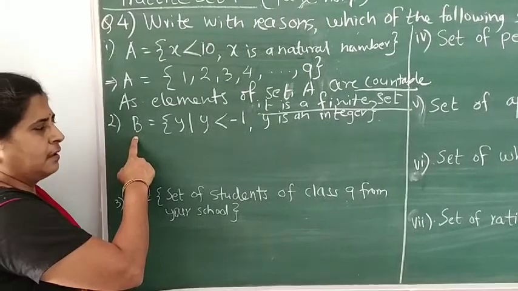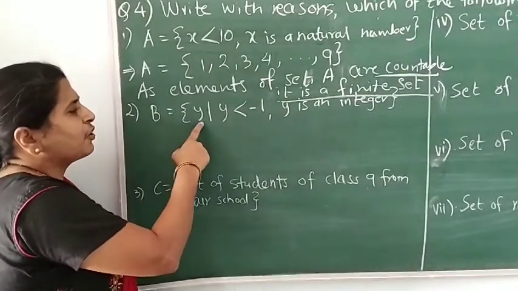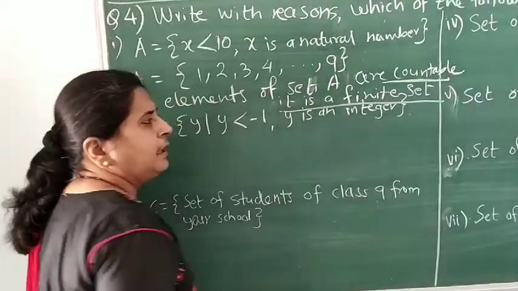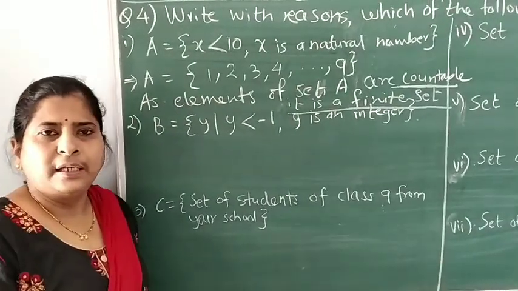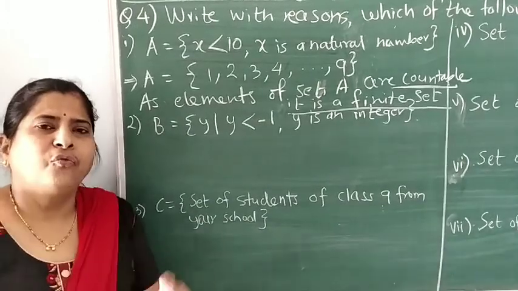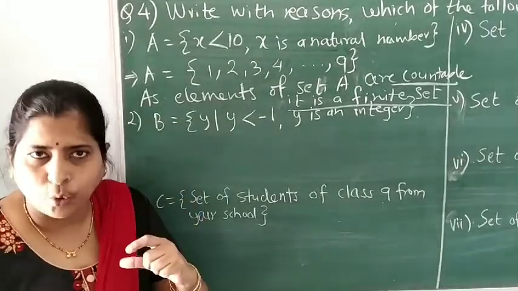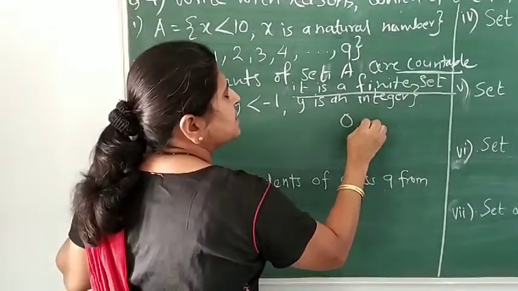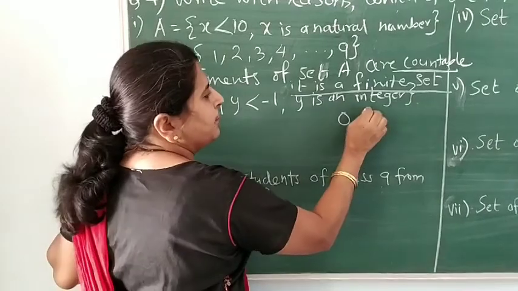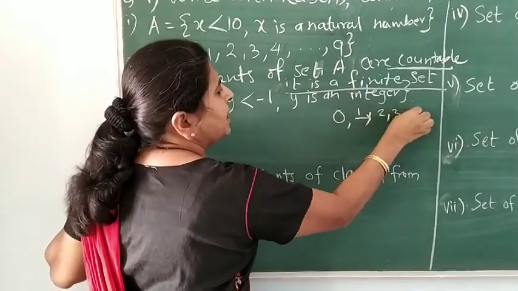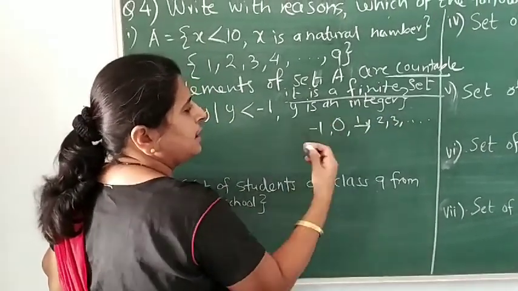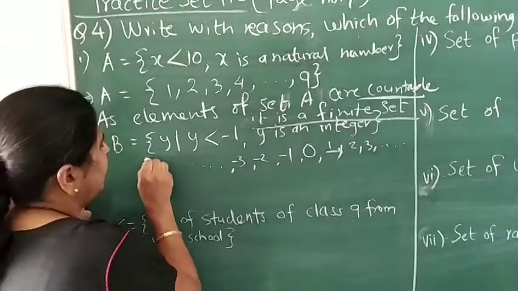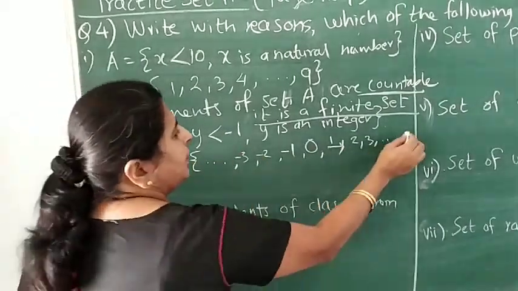Now what is the second example? Set B is the set of all y such that y is less than minus 1 and y is an integer. We know that integers have 3 parts. First we start with 0, which is neither positive nor negative. The next numbers, on the right side of 0, are plus 1, 2, 3, and here it is infinite. And on the negative side, it's minus 1, minus 2, minus 3, infinite. This is our set of all integers.